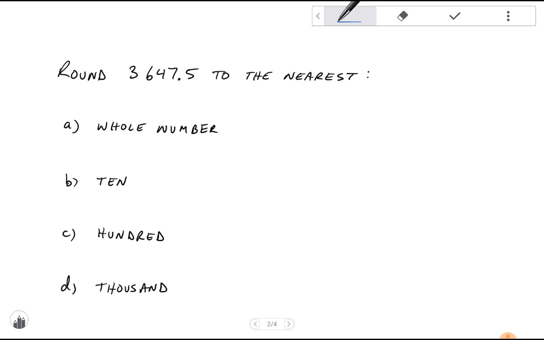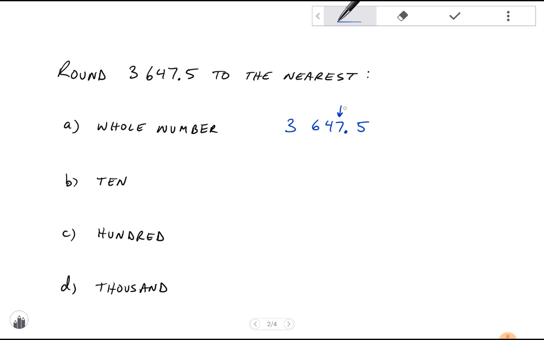So round 3,647.5 to the nearest, and then here in question A, we have whole number. Okay, so these are going to be rounding to a number. Whole number, that just means the ones column. So if we write out the original number here, 3,647.5, we want to round this to the nearest whole number. Okay, so that's this column, right?